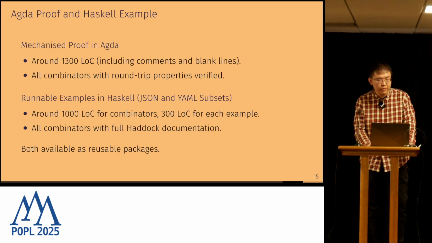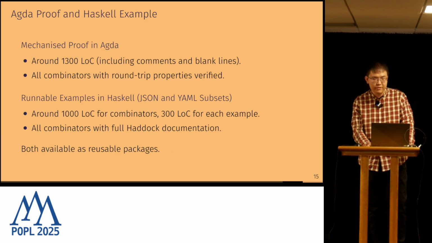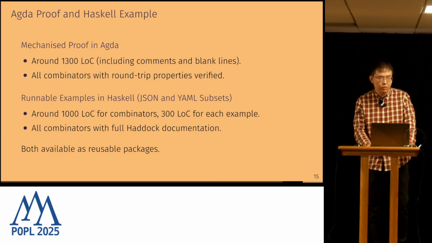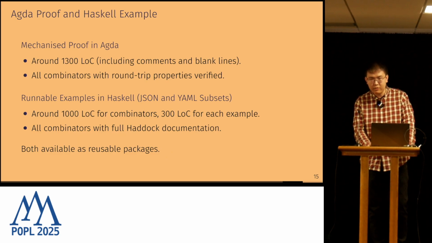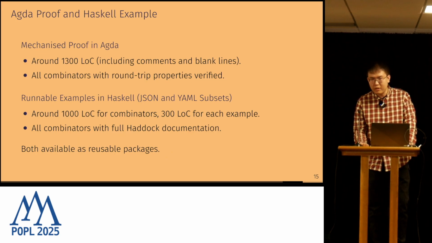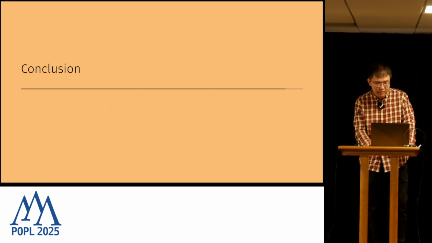Finally, we have a complete proof and a runnable example. So we implemented the whole framework in Agda and Haskell. We have mechanized proof in Agda, with all the combinators and the round-trip properties verified. And we also have a runnable example for subsets of JSON and YAML. And both of them are available as reusable packages, so you can check them out.